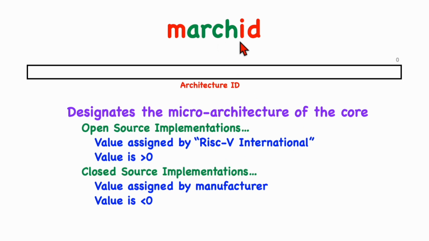Next, we have something called the architecture ID register. This register is read-only, but it might be 0 if there is no information available. This is used to further describe the implementation by specifying the microarchitecture of the chip. The sign bit tells whether the implementation is an open source or a closed source project. For open source projects, the number encoded here would be assigned by the RISC-V organization. For closed source projects, it would be assigned by and particular to the specific manufacturer. There's no further specification about exactly what this value is.